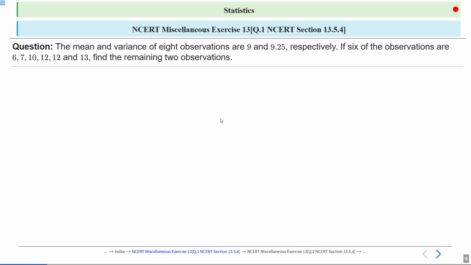So look at question 1. The question is: the mean and variance of 8 observations are 9 and 9.25 respectively. If 6 of the observations are 6, 7, 10, 12, 12 and 13, then find the remaining 2 observations. So first of all, try it yourself and then see the solution.